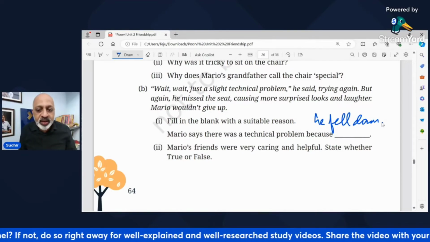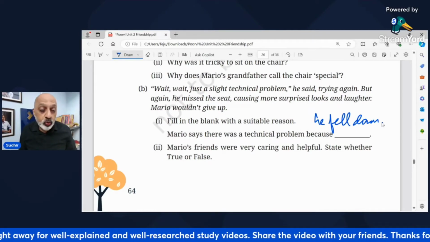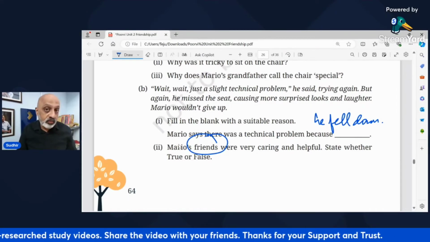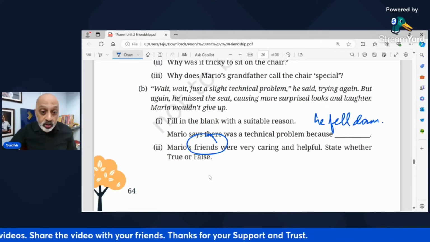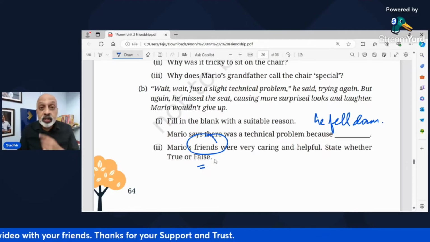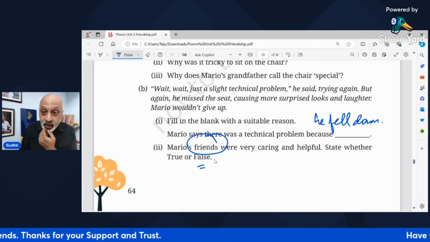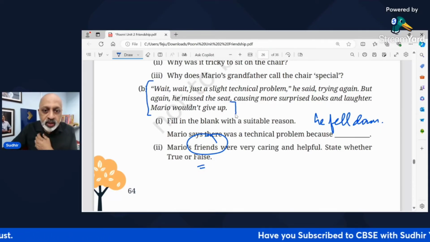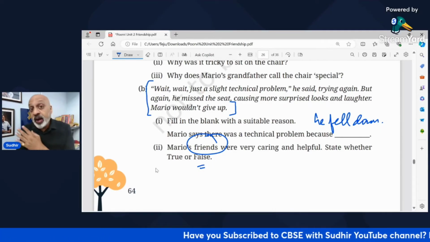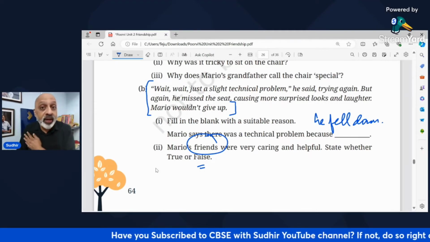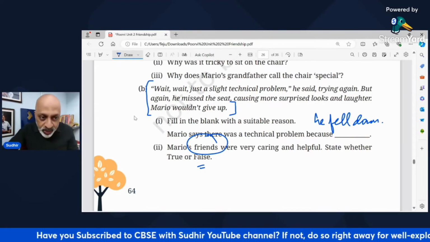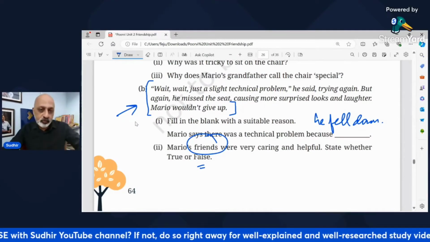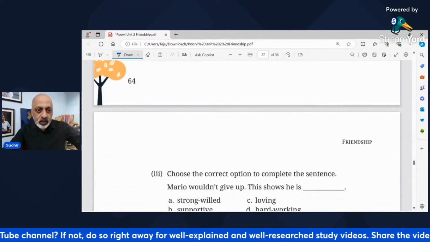Mario's friends were very caring and helpful. State whether true or false. Now, the people who he calls friends, they were not. So in that sense, it is false. But the true friends who actually came up, so if we look at this passage, then it is false. But finally, his three friends turn out to be caring and helpful. So if we are looking at it in the context of this particular line, then it is false. Okay, so I'm making that disclaimer.